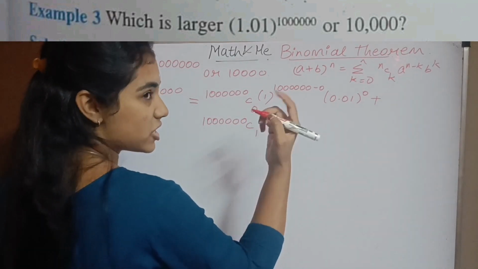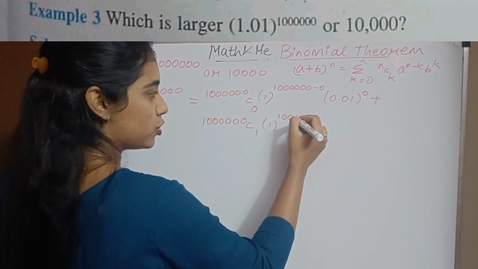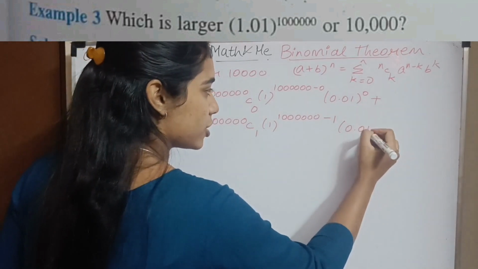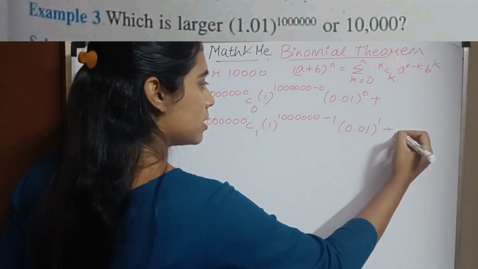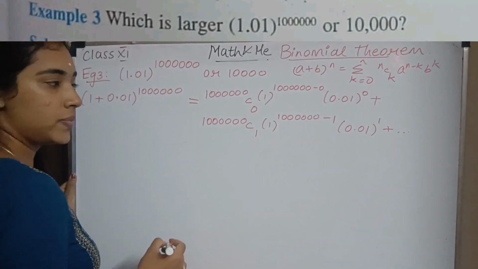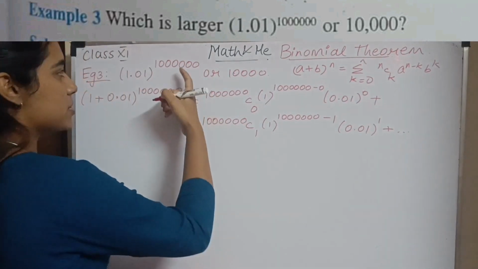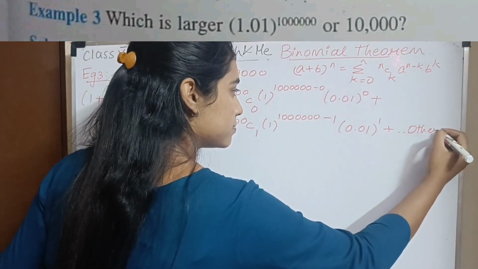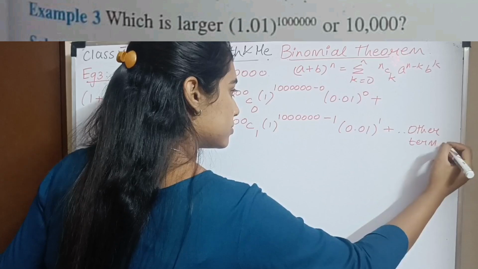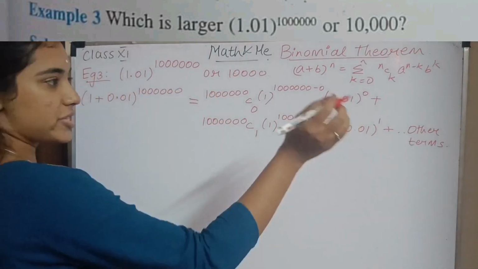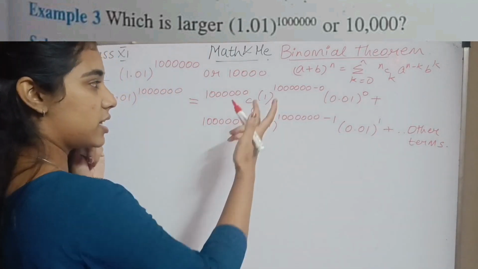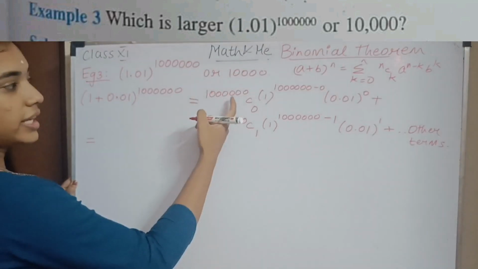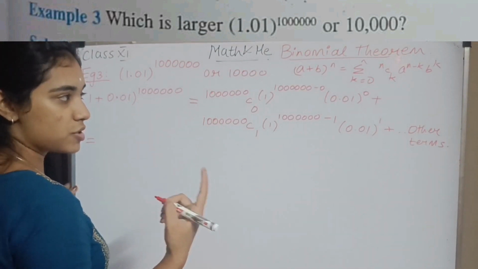1 to the power anything is 1, but I'll just write it down: 1,000,000 minus 1 times 0.01 to the power 1, plus so on until how many terms? 10,000 terms. Okay, so I'll just write plus other terms. I'm not interested in the other terms. You'll know the answer in the first two terms itself. Okay, so what do I have? nC0 is 1.